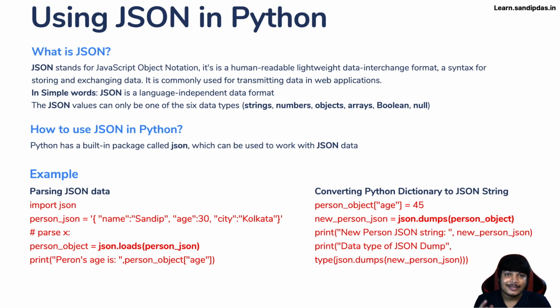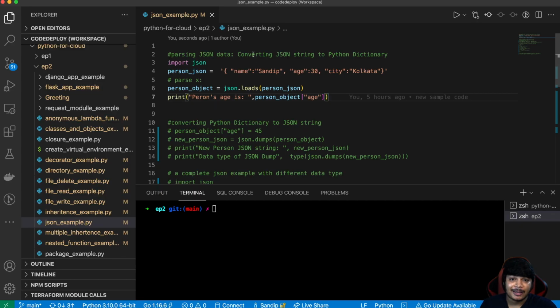Python has an inbuilt module called json, which can be used to work with JSON data. Now let me show you an example. It will be crystal clear to you guys. The JSON code example is in the file called json_example.py. Open this file if you want to try it out.